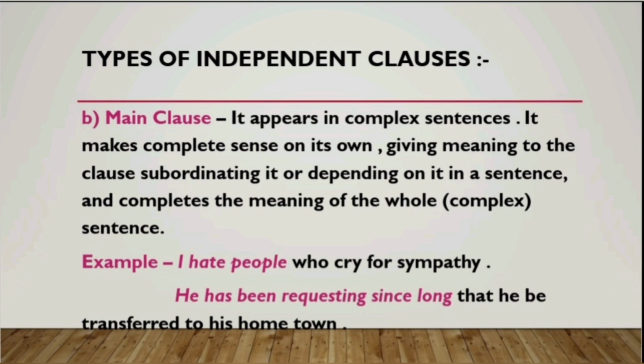This example is, he has been requesting since long for he be transferred to his hometown. So here the part in italics is an independent clause, and the other part in black, that he be transferred to his hometown, is a subordinate clause, and together they make a complex sentence.